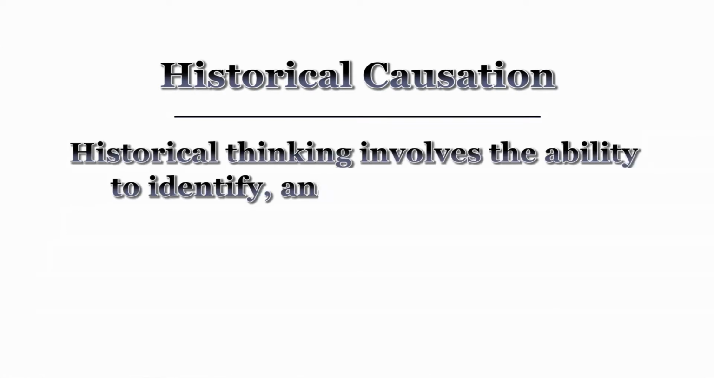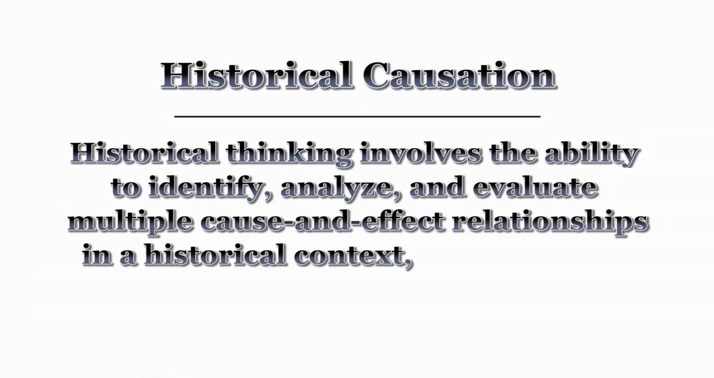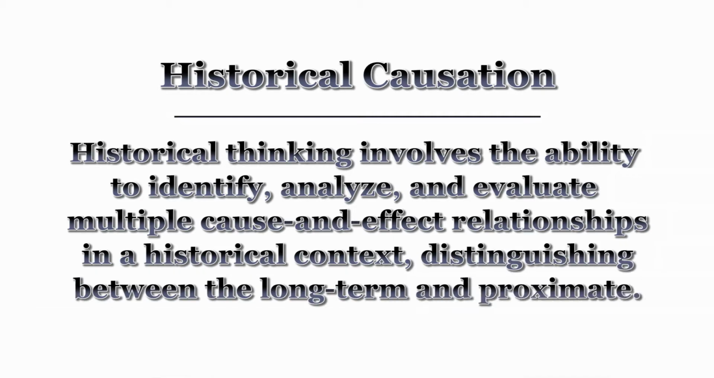We have historical causation. Now, this is the way they explain it. Historical thinking involves the ability to identify, analyze, and evaluate multiple cause and effect relationships in a historical context, distinguishing between long-term and proximate. Okay.